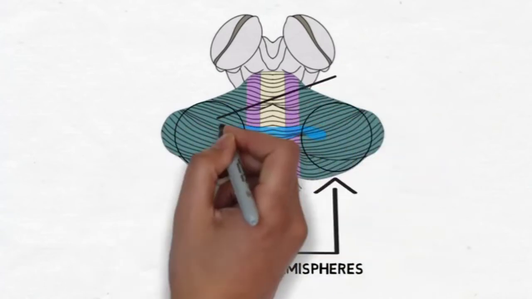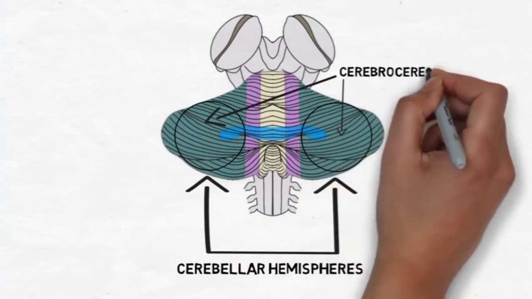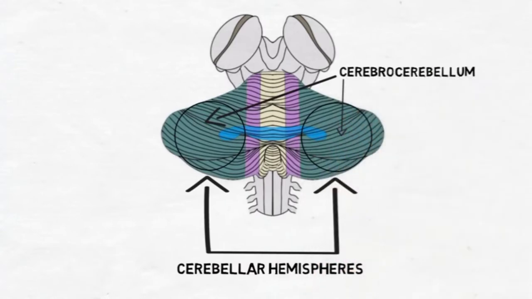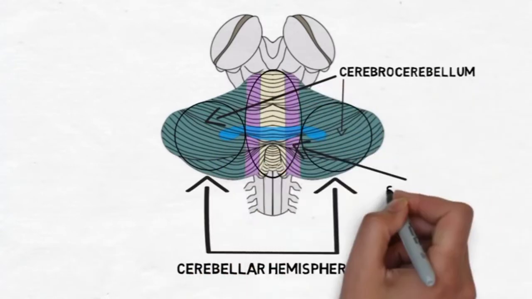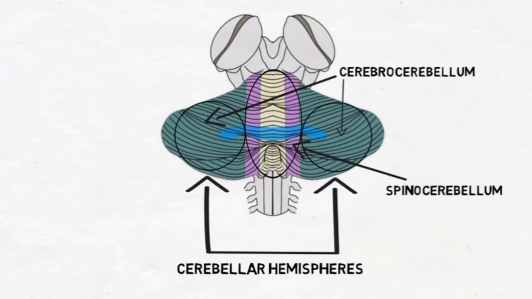The cerebrocerebellum receives input from the cerebral cortex and is involved with planning and initiating movements. The spinocerebellum receives information about limb position and touch and pressure sensations from the spinal cord. The spinocerebellum uses this information, for example, to compare where a limb is in space with where it should be if the movement were going as planned. If there is a discrepancy, the spinocerebellum can modify motor signals to correct any errors in the movement.